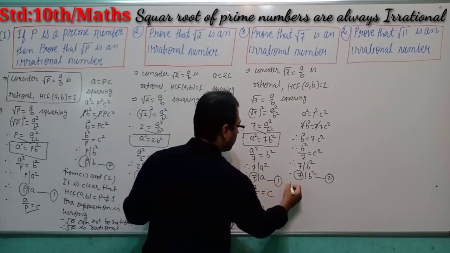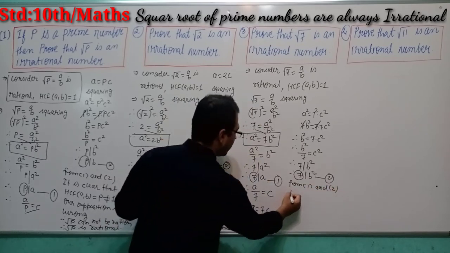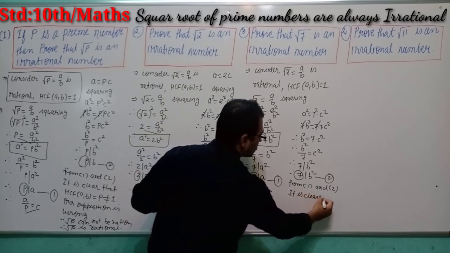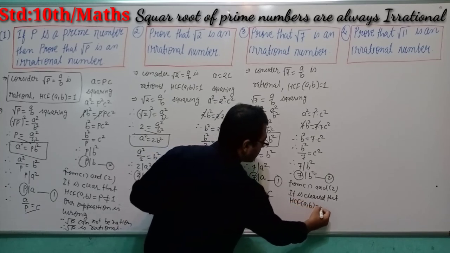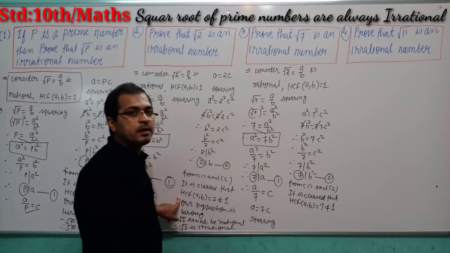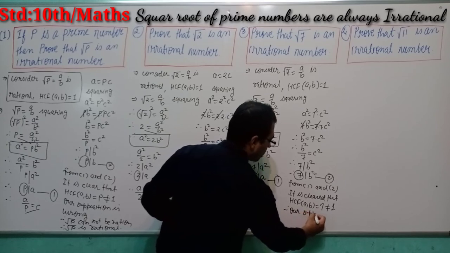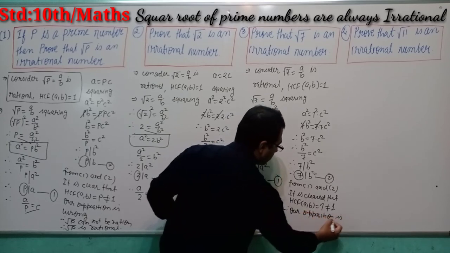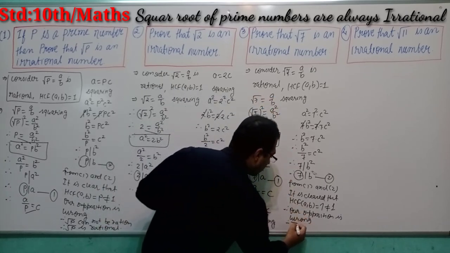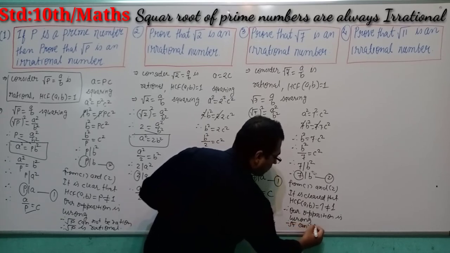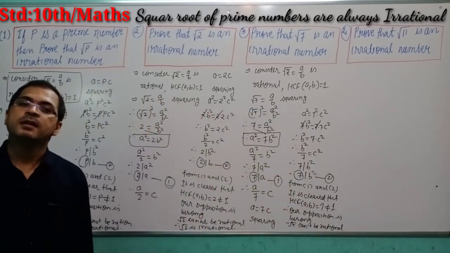So from 1 and 2 you can write what? From 1 and 2, it is clear that HCF of a comma b is equal to 7, but it should be 1, right? So our supposition is wrong. Therefore, our supposition is wrong, right, students? So root 7 can't be rational. Root 7 can't be rational. It means root 7 is irrational.